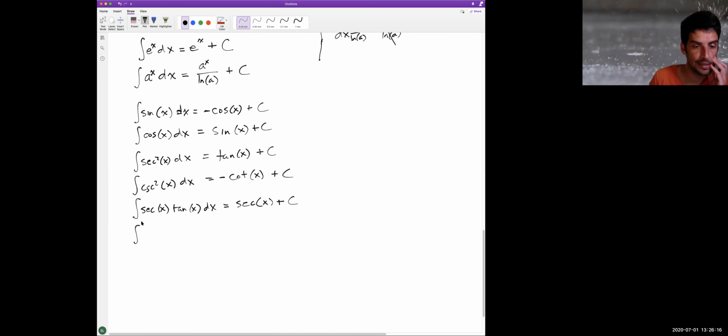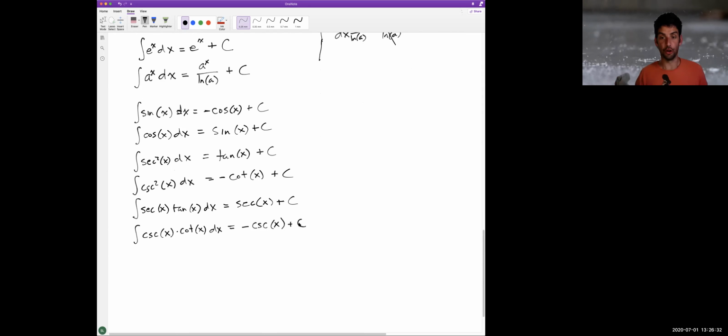We've got, what else? Cosecant x times cotangent x dx is going to be negative cosecant x plus c. So we've got a couple more to do. I just want to make a couple of things perfectly clear. First of all, to see that we're correct, we can just take a derivative of what's on the right and see that we get what's on the left. I know especially the last four might not be as familiar.